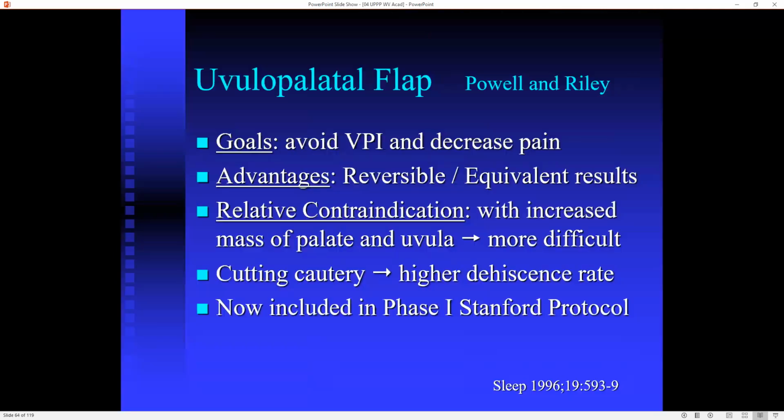Well, in order to reduce complications such as VPI and also to decrease pain, Powell and Riley at Stanford developed this uvulopalatal flap, which is reversible up to about 2.5 to 3 weeks, and they said had equivalent results to the full UPPP. And they said, don't do it if there's a very thick, heavy palate or uvula. This actually works a lot better in the thin palate with thin uvula. And they found that cutting cautery had a higher dehiscence rate, so cold knife was better. And they included it in what they called the phase 1 protocol, which is a different story right now.